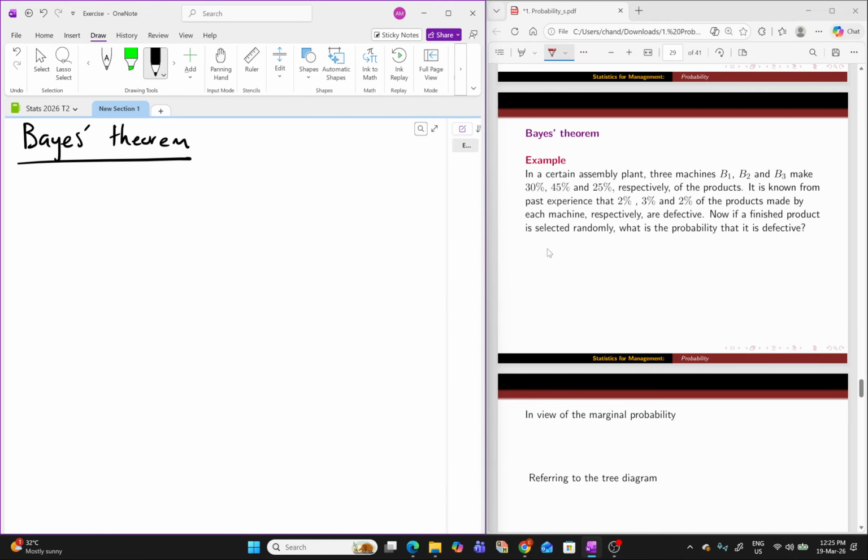In a certain assembly plant, 3 machines B1, B2, B3 make 30%, 45%, 25% respectively of the product. So the probability of machine B1 producing a product is 0.3, B2 is 0.45, B3 is 0.25.